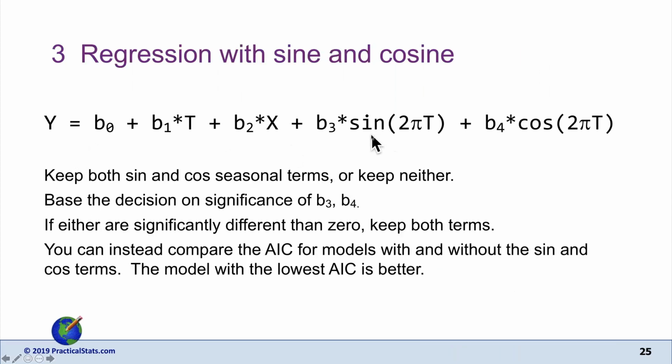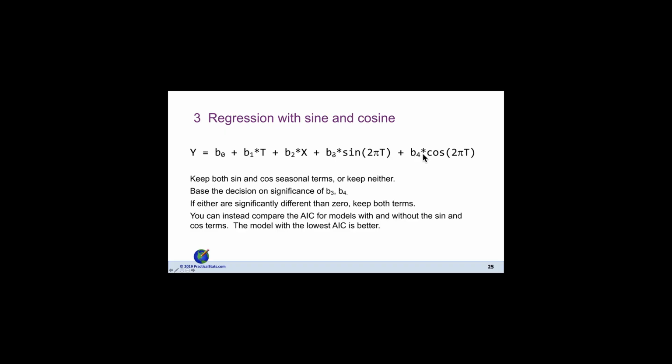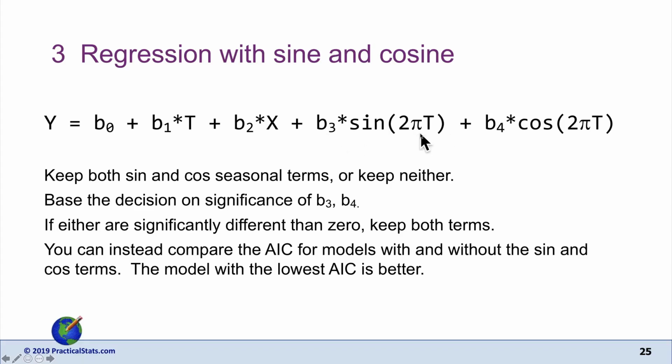So we do that by putting in 2 terms, the sine of 2 pi t and the cosine of 2 pi t. This is an old, decades old way of modeling a seasonal variation. And the coefficients for B3 and B4 here, if they're significant, then there's seasonality. If they're not significant, there is not. And the magnitudes of them are fitted so that it fits the pattern in the data. You need to keep them both. If one of them is significant, I would tell people to keep them both.